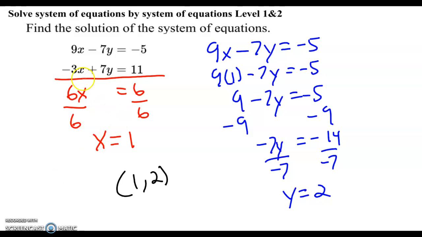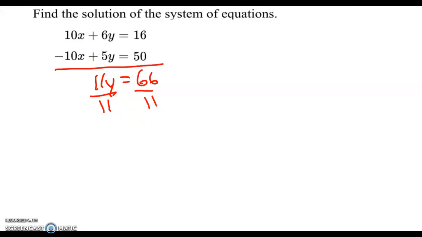Alright, let's look at another example. Alright, so here, same thing. We're going to eliminate one of the variable terms. This time it's going to be the x instead of the y because you got the 10x and the negative 10x. So we're just going to add them. So 6 plus 5 is 11y, and 16 plus 50 is 66. Alright, now we're going to divide by 11, and y is equal to 6.